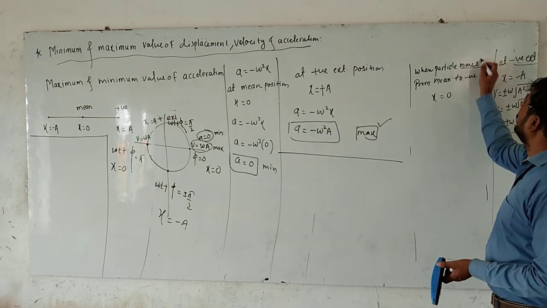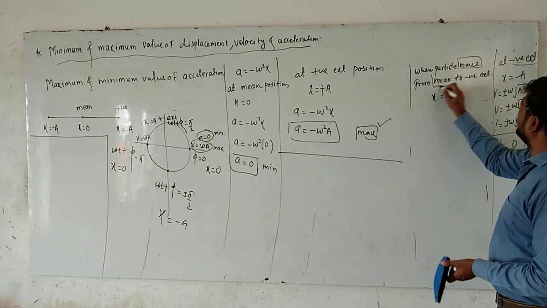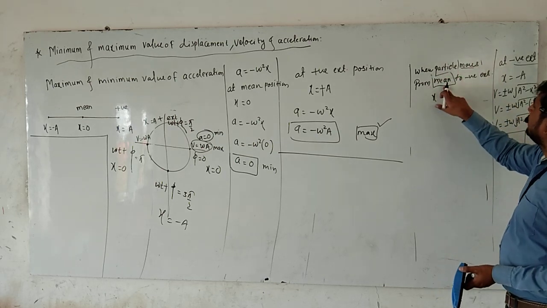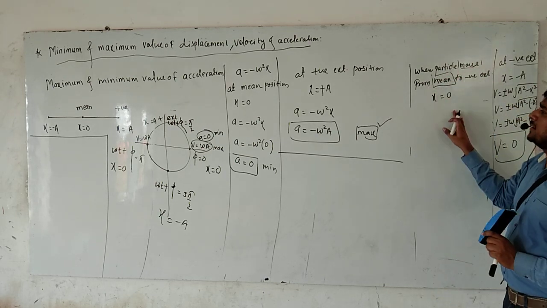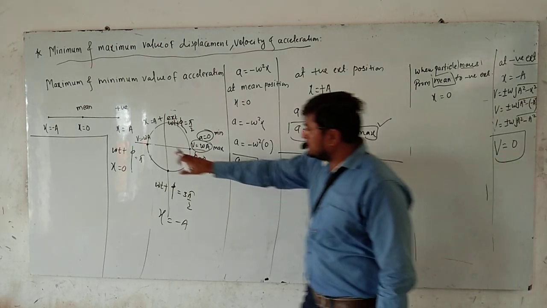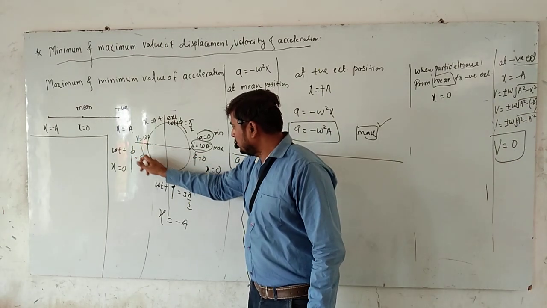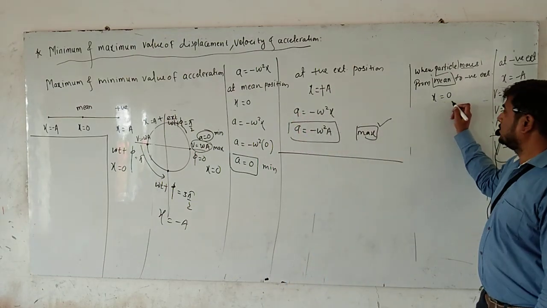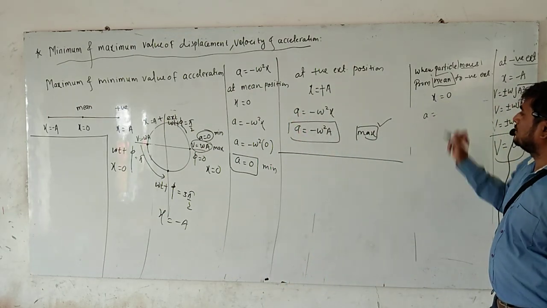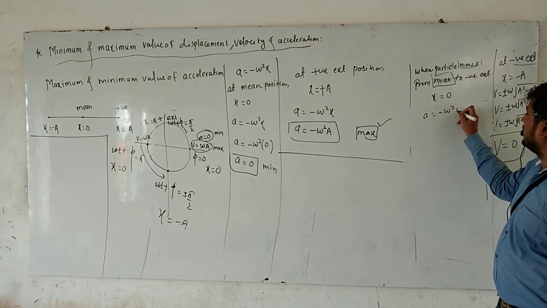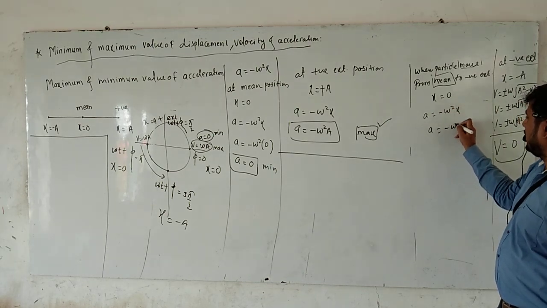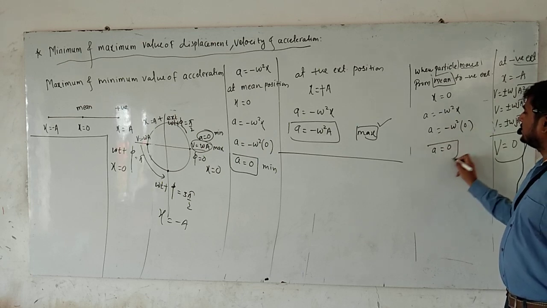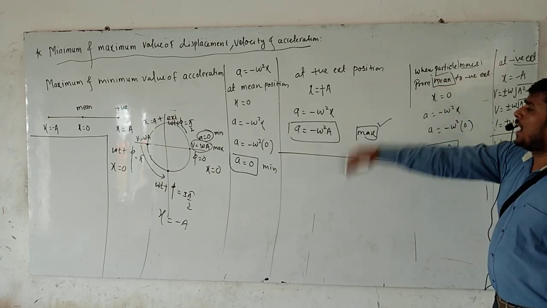At a mean position, when the particle moves from mean to negative extreme, the displacement x will be equal to 0. So a will be equal to minus omega square x. Again the value of x will be equal to 0, and 0 into anything is 0. So the acceleration at that position is 0.